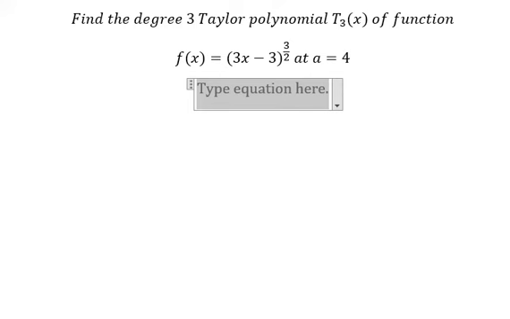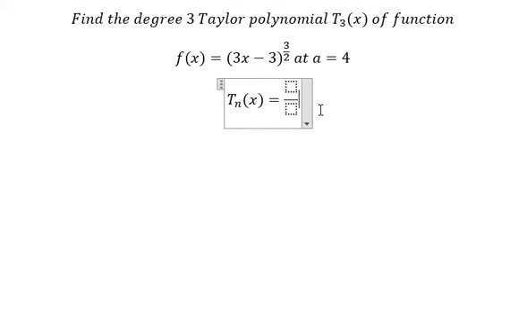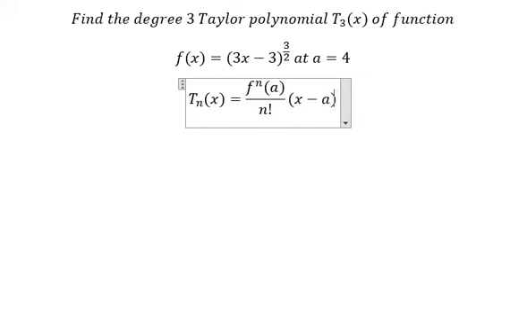The formula of this one should be like this. That is about the n-th derivative of the function, and later that we put the value of a in here, and we have n factorial, x minus a to the power of n.